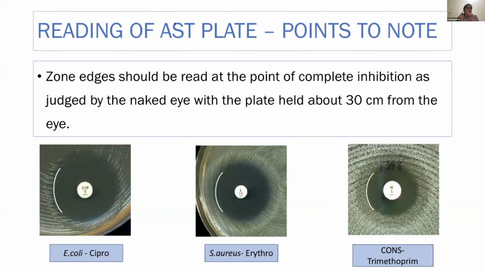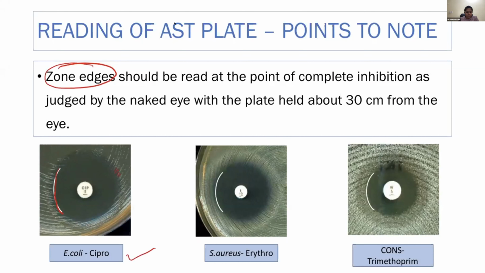If there is swarming, if there is hemolysis, all that should be ignored. Let us see a few pictures one by one. This picture tells you that whenever you're taking the reading, you can see there are a few fuzzy edges there. All that should be ignored, and only the clear margin should be considered for reading the zone diameter.